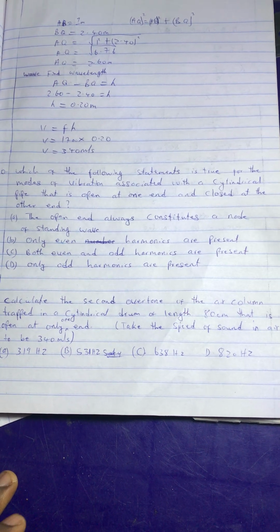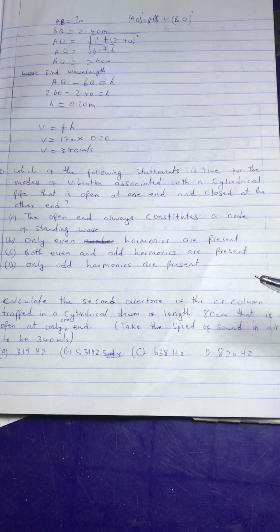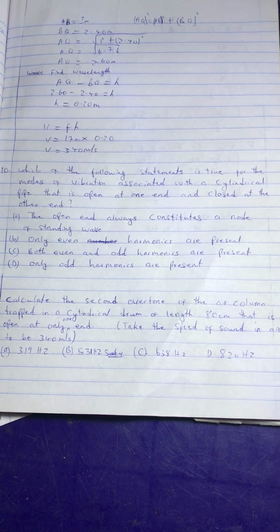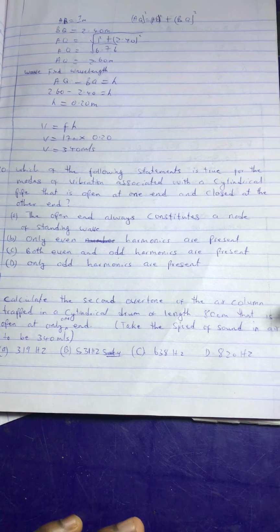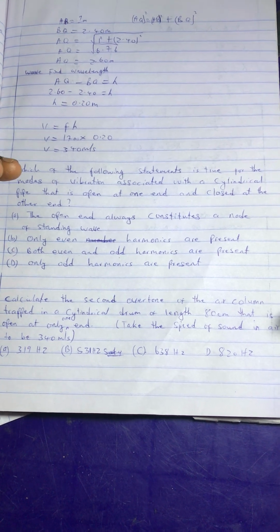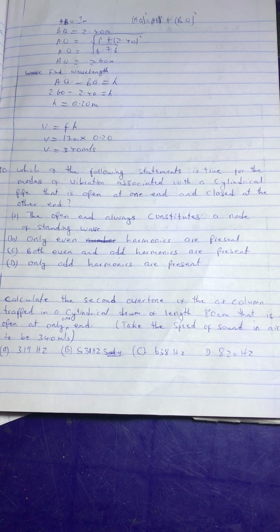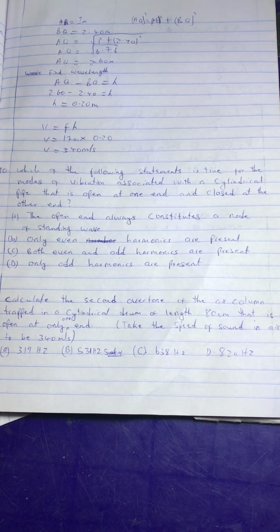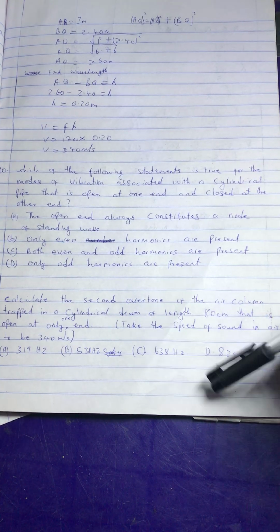So the question says: calculate the second overtone of the air column trapped in a cylindrical drum of length 80 centimeter that is open at only one end. Take the speed of sound in air to be 340 meters per second. And these are the options here.